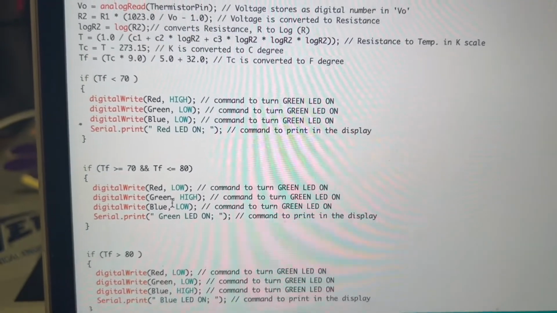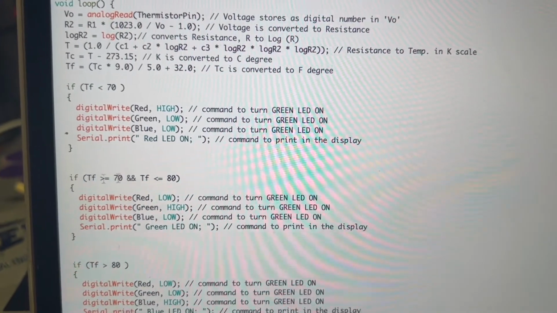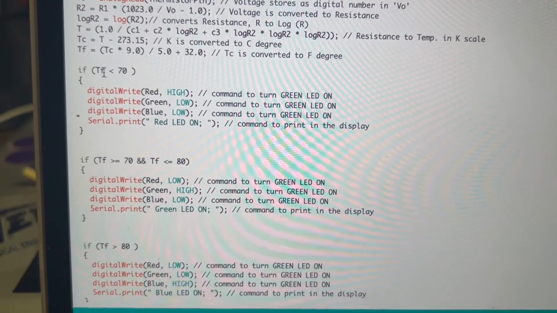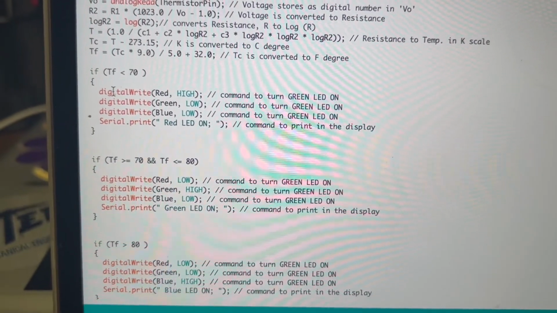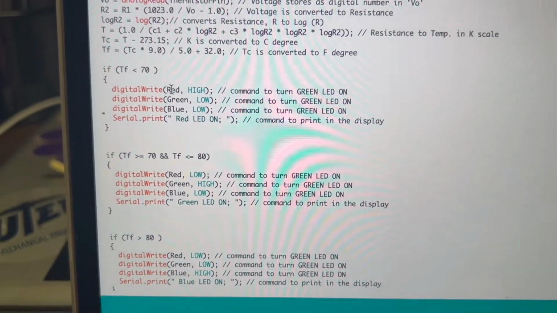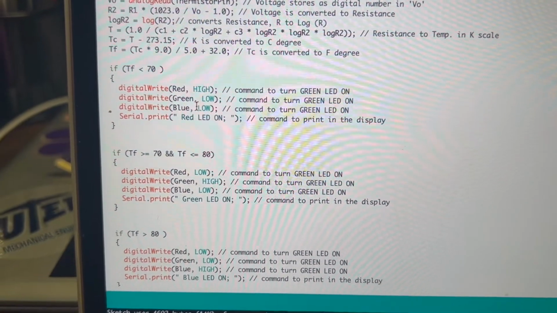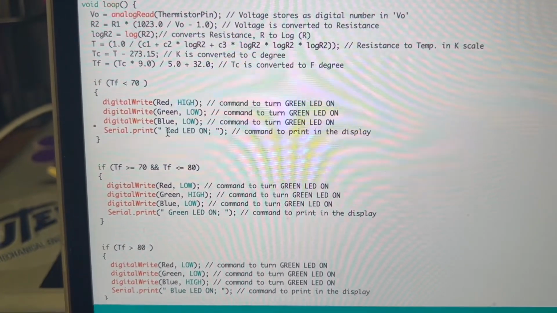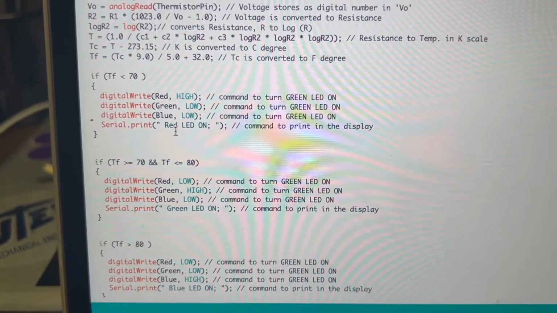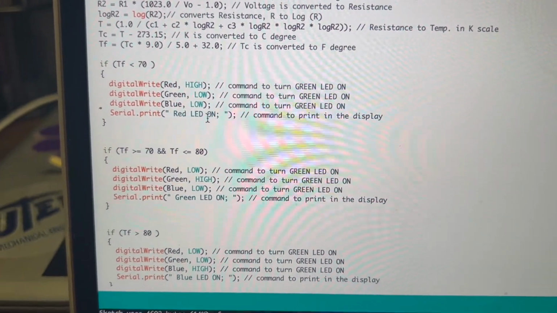I'll try to explain the code. Here we have: if temperature Fahrenheit is less than 70, red will have a high resistance, green will have low resistance, blue will have low resistance, and then we'll go ahead and print "red LED on", turning on my red LED.